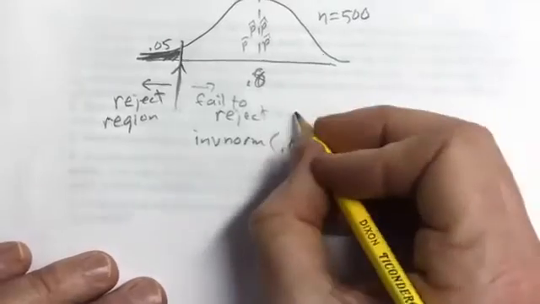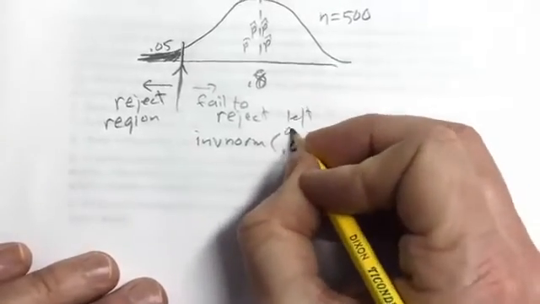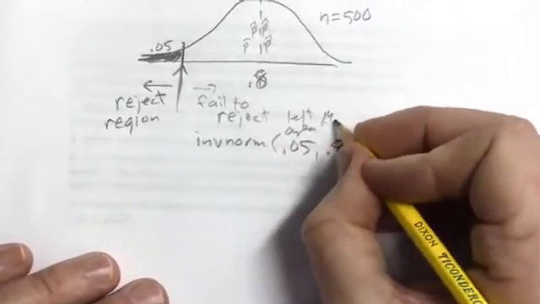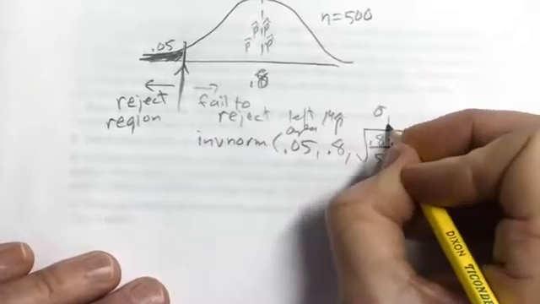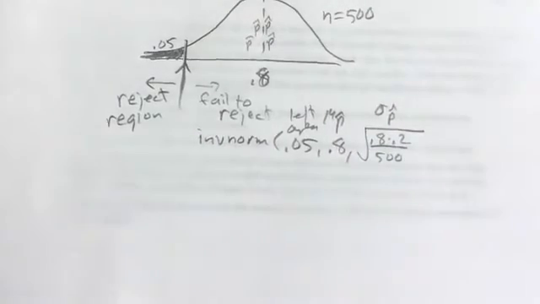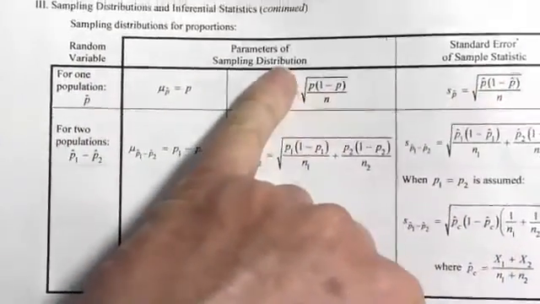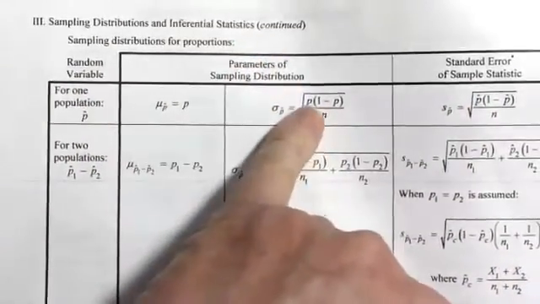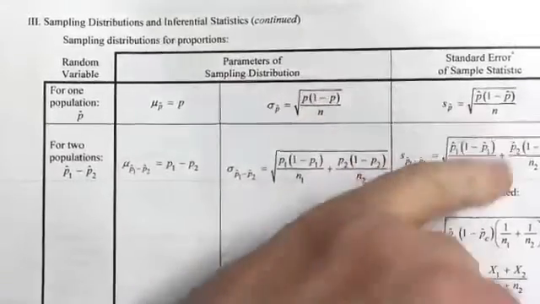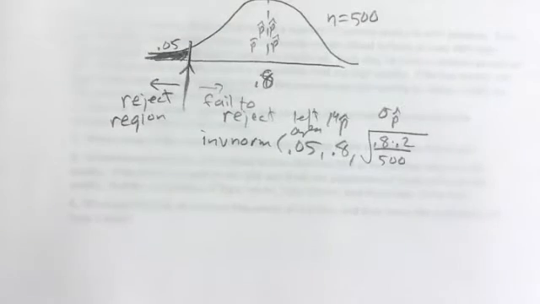So this would be our left area. That is the mean of our p-hats. That is the sigma of our p-hats. And hopefully you know by now that the formula for our standard error for proportions is the square root of p times 1 minus p over n. So let's make that calculation.